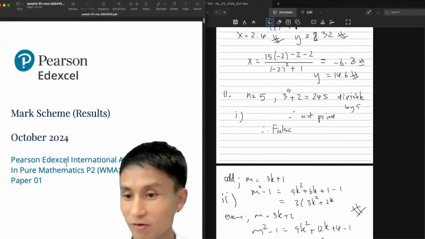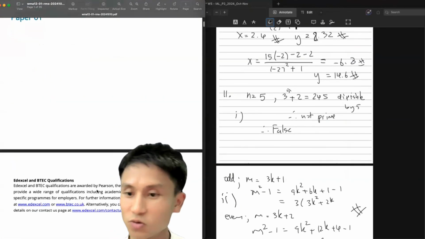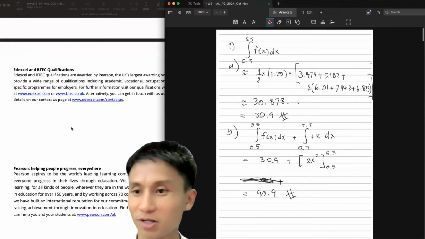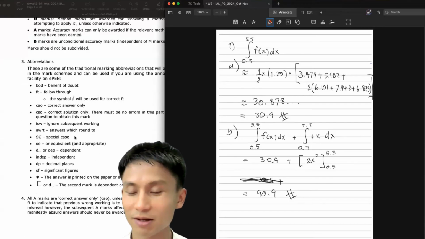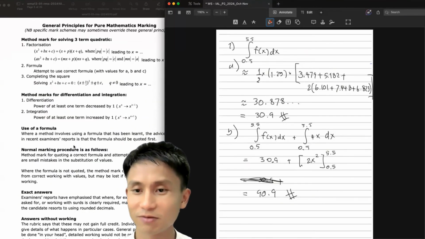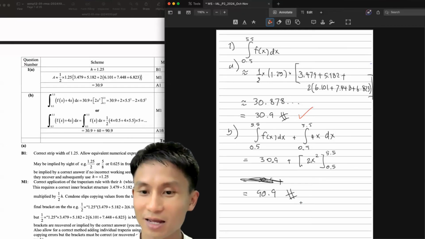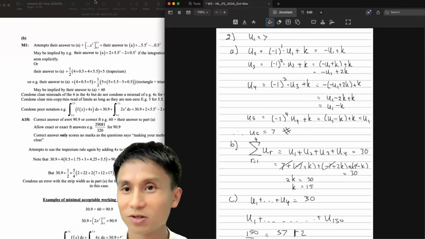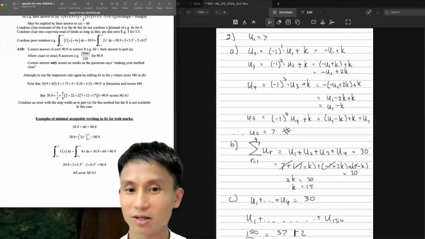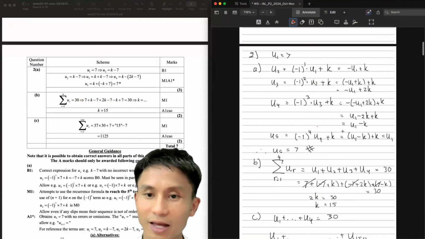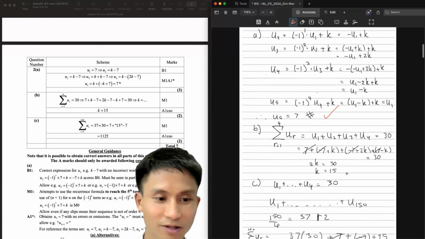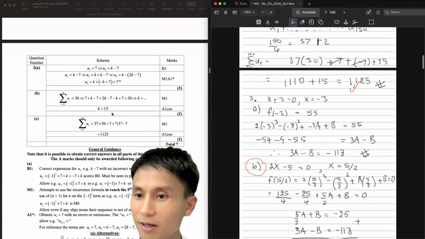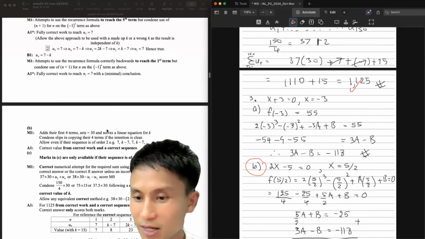This is the mark scheme of October 2024 P2. Let's see how well I did. I didn't think I'd do well because I didn't have time to check much, but let's see if I'm lucky. 30.9, 90.9. So far so good for the first one. Second question, let me move the screen a little bit. For the second question, A, I proved that to be 7. K is 15. That's 1125. That's good.